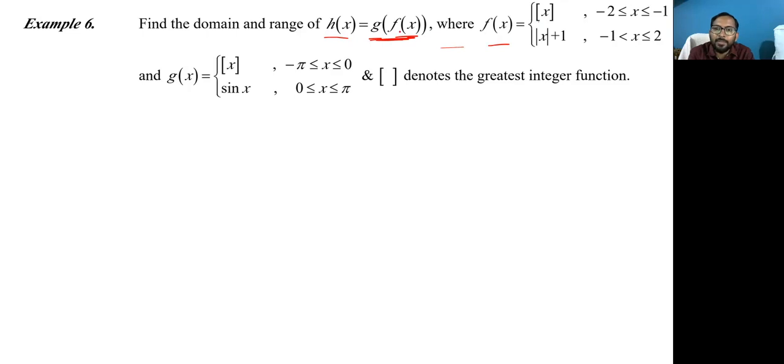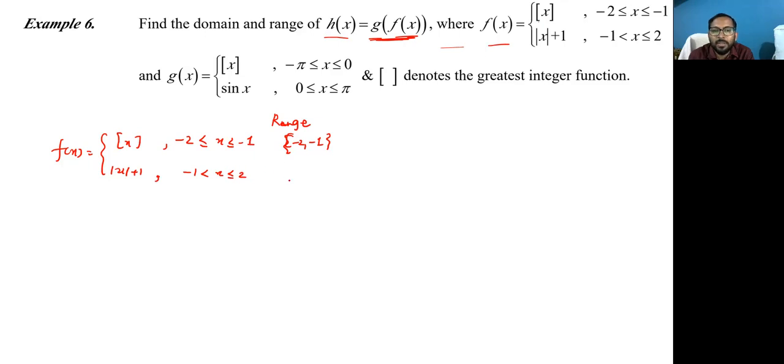We have to find g of f of x. So first of all, check the range of f of x. For x belongs to -2 to -1, f of x equals x, and the range of this part is -2 and -1, only these two values. And for mod x plus 1, with x from -1 to 2, the range of this function is 1 to 3.